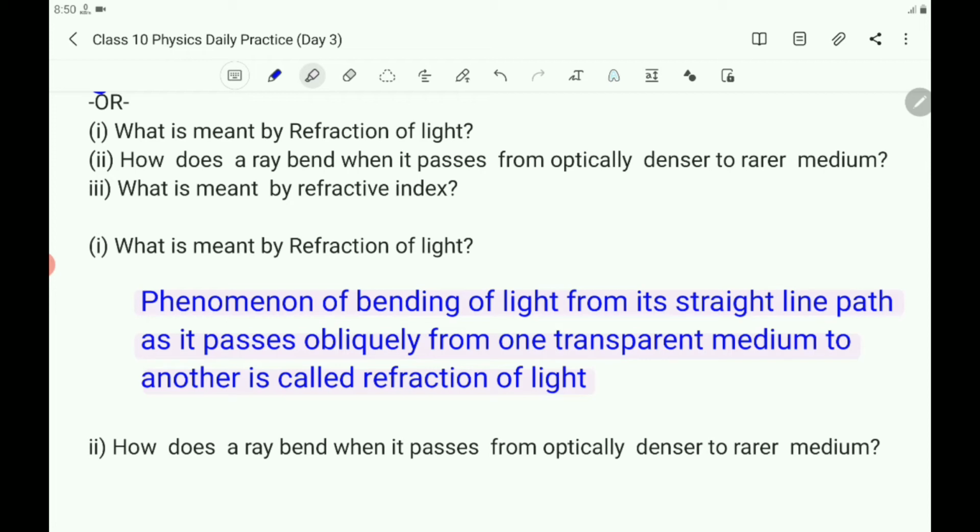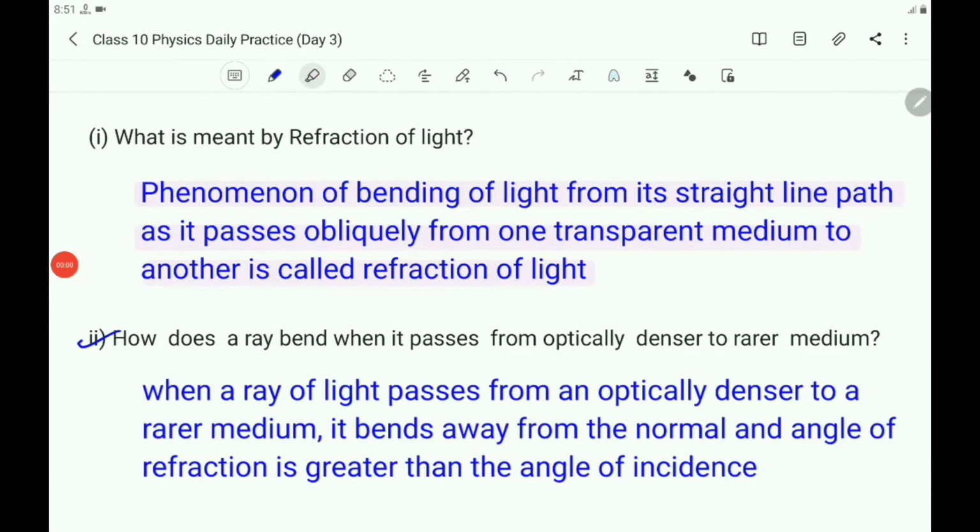Now the second question. How does a ray bend when it passes from optically denser to rarer medium? When a ray of light passes from an optically denser to a rarer medium, it bends away from the normal because the angle of refraction is greater than the angle of incidence. So let us write the answer.